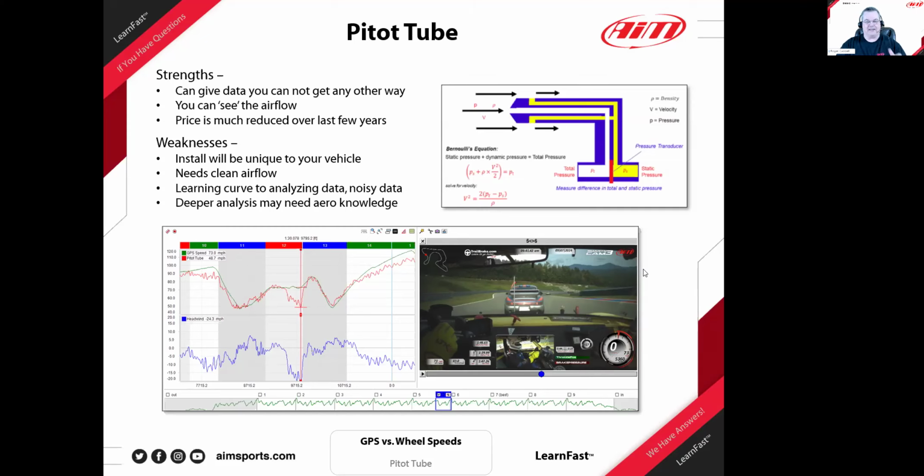I find them intriguing. I've been enjoying looking at the data and learning things just from watching that. Between the pitot tube and the onboard video, being able to see where that car is versus where these numbers are changing is pretty interesting.